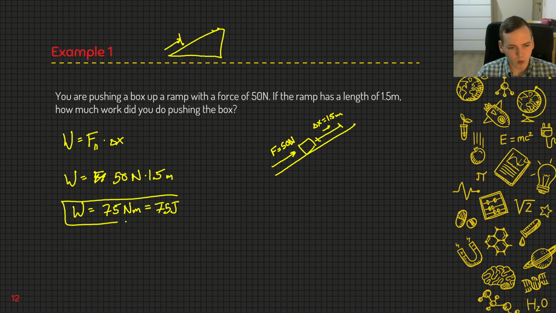Sometimes you'll see work presented as Newton meters. You can do that or as joules. Now note that we do need to care about direction. These are both pointing in the same direction, which is why the work done is positive.